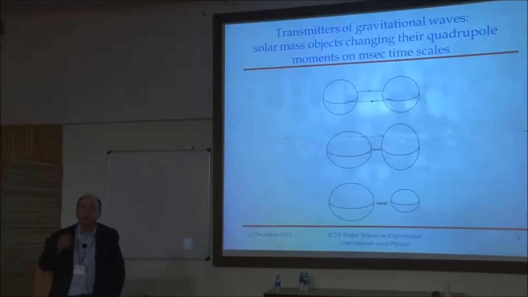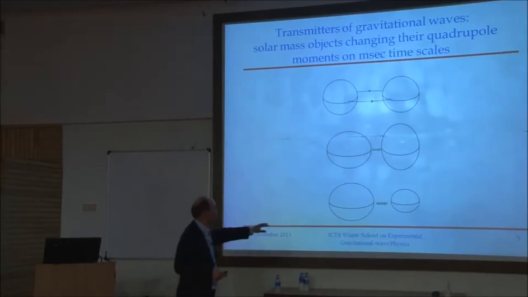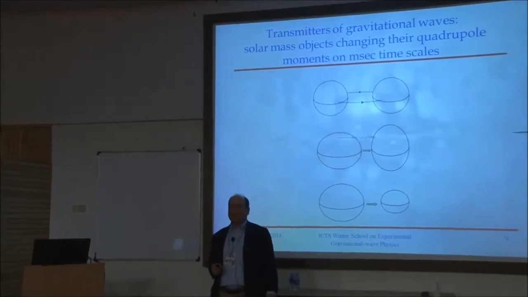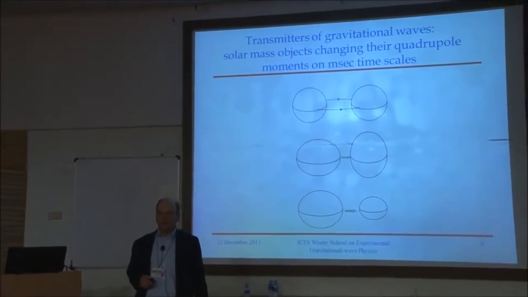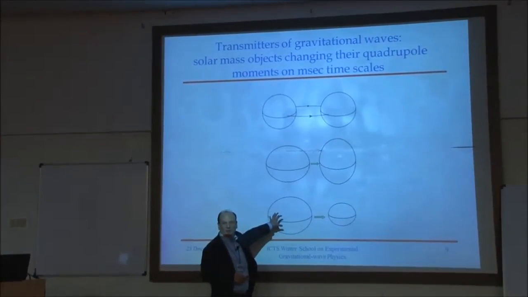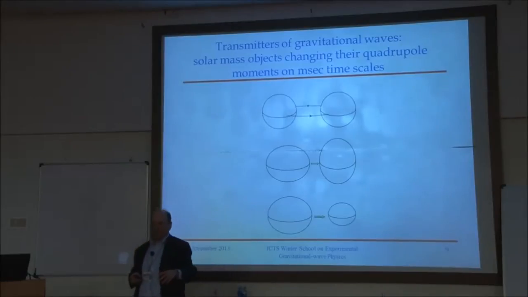Last case, if you were referring to a perfect sphere, then there would be no emission of gravitational waves. So I hope it's clear that I tried to draw this not as a sphere but a flattened thing, something with an oblate distortion.